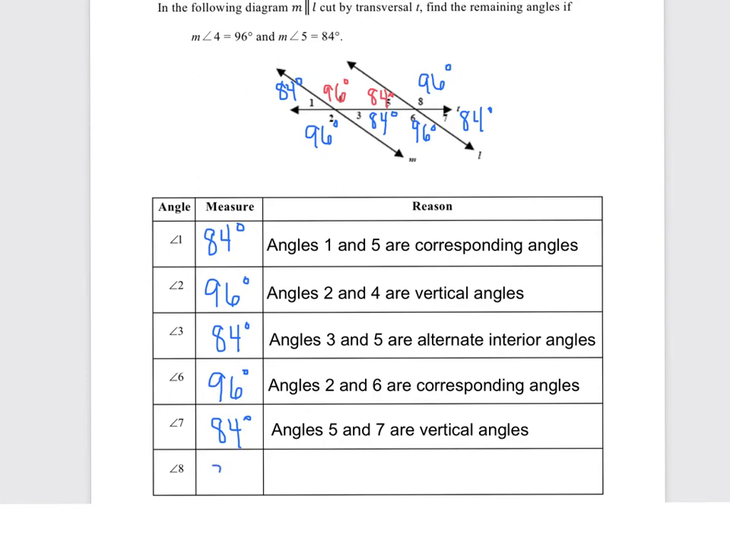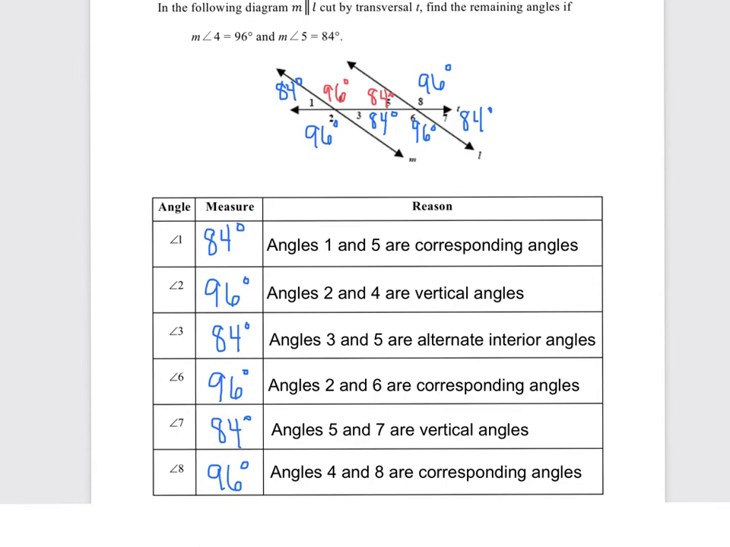And our reasoning? I'm going to say angles 4 and 8 are corresponding angles. Again, you can also say 6 and 8 are vertical angles.